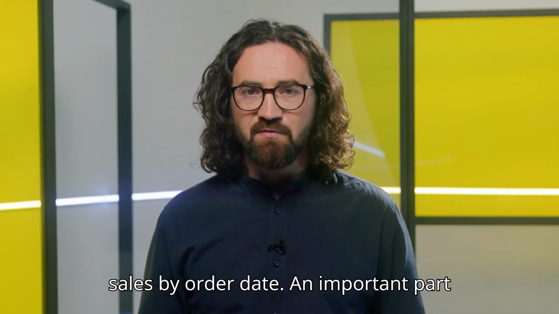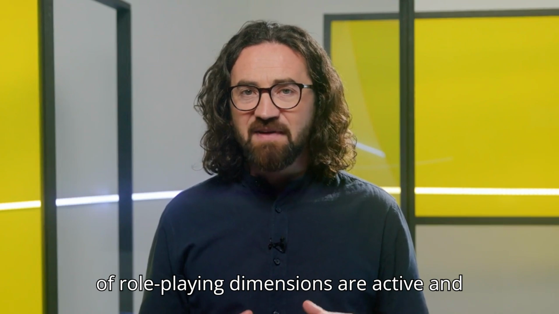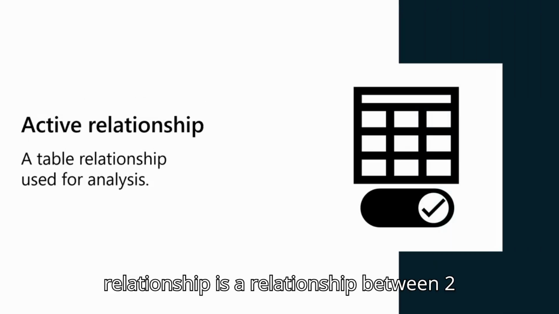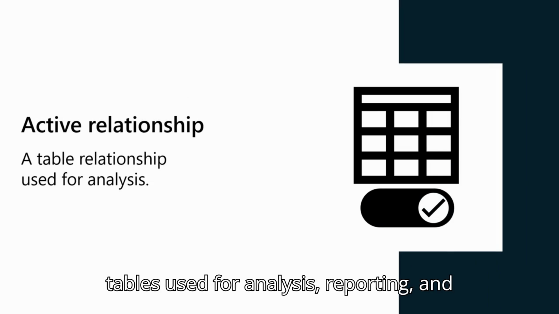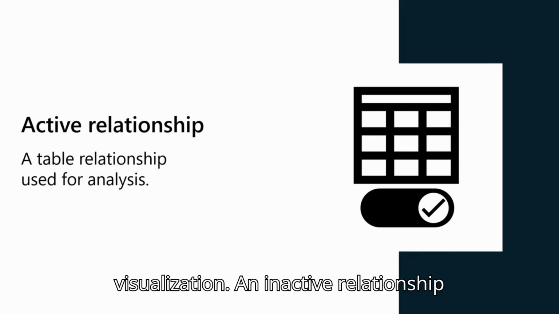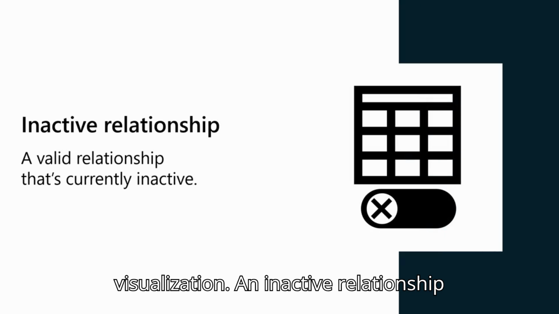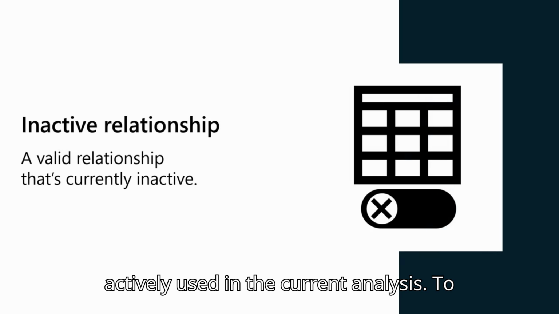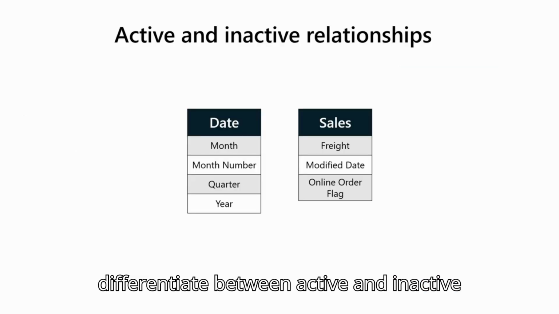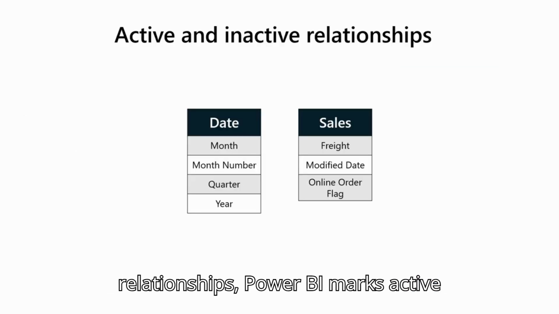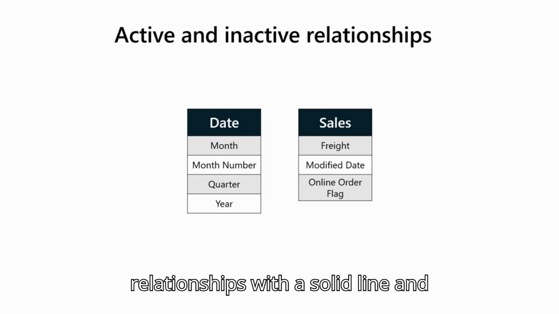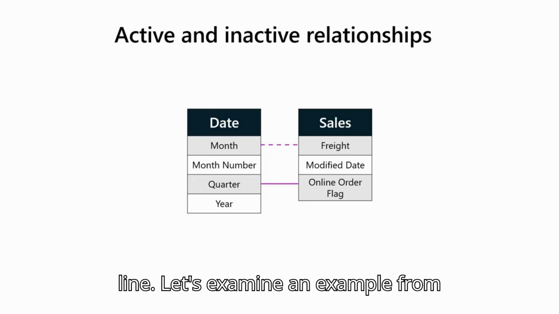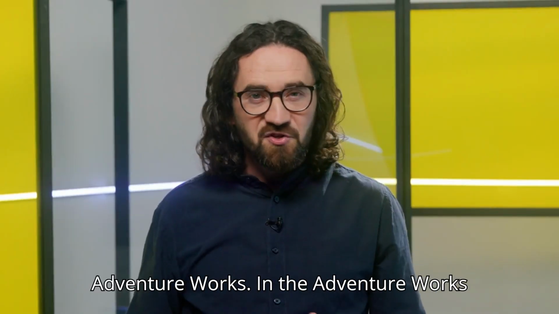An important part of role-playing dimensions are active and inactive relationships. An active relationship is a relationship between 2 tables used for analysis, reporting, and visualization. An inactive relationship is a valid relationship, not being actively used in the current analysis. To differentiate between active and inactive relationships, Power BI marks active relationships with a solid line and inactive relationships with a dotted line. Let's examine an example from AdventureWorks.